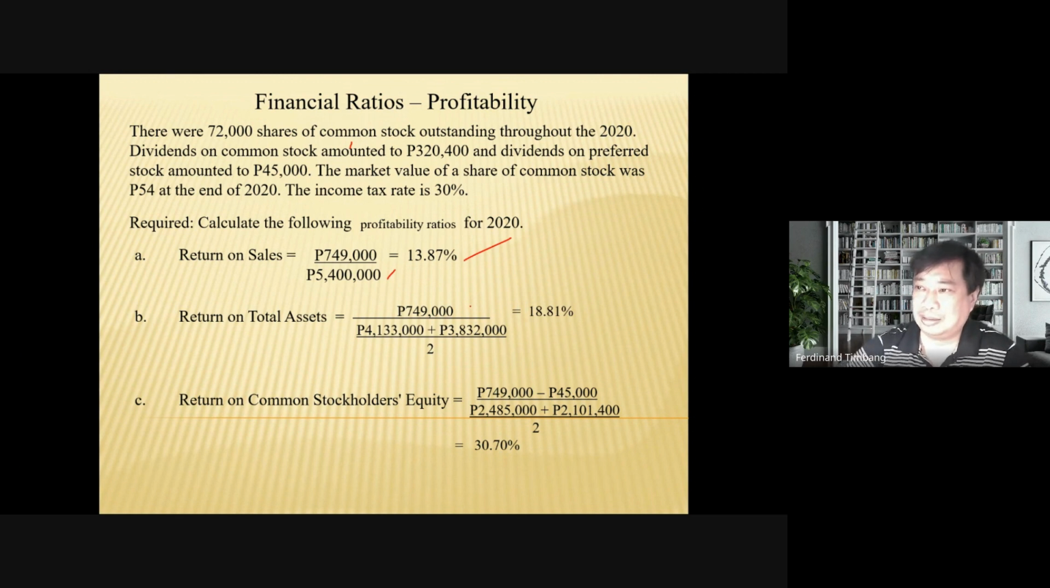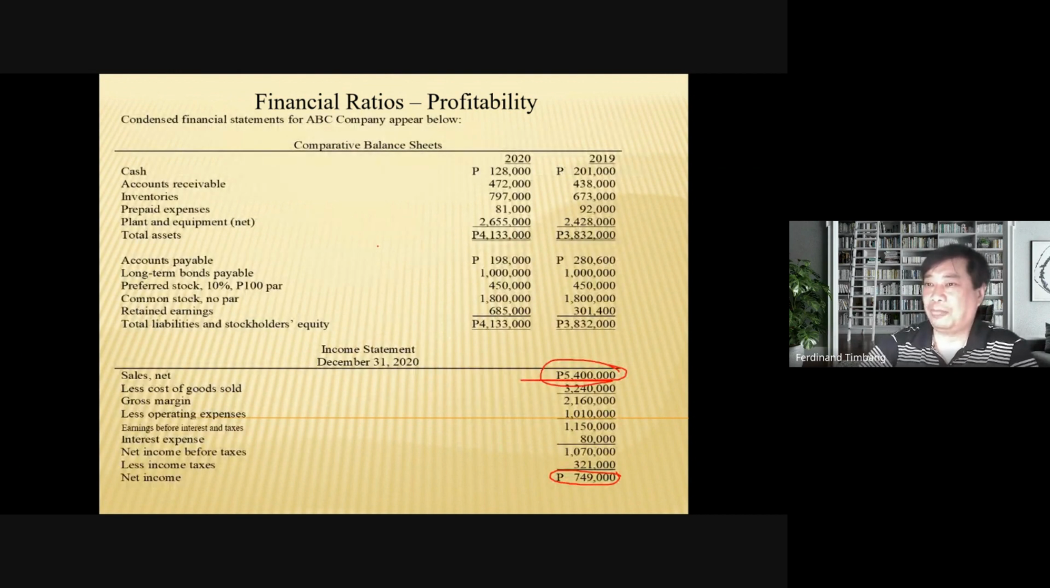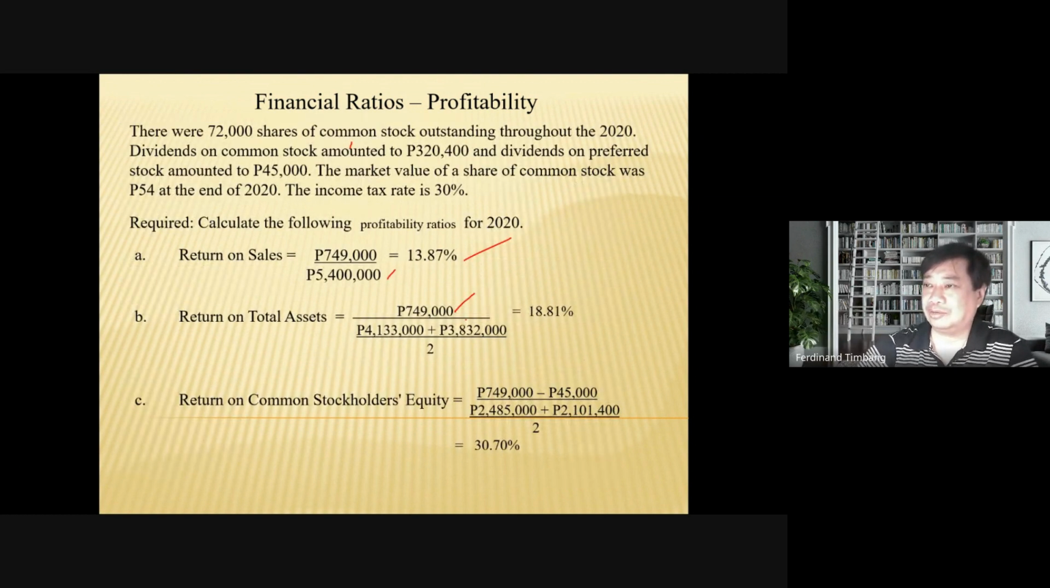Now what about the return on total assets? Still the net income is the numerator, but this time, we are going to average the total assets. Ito yung total assets natin at saka ito. So we add the two and then divide by 2. Kaya ito siya. Ang makukuha natin is 18.81%.